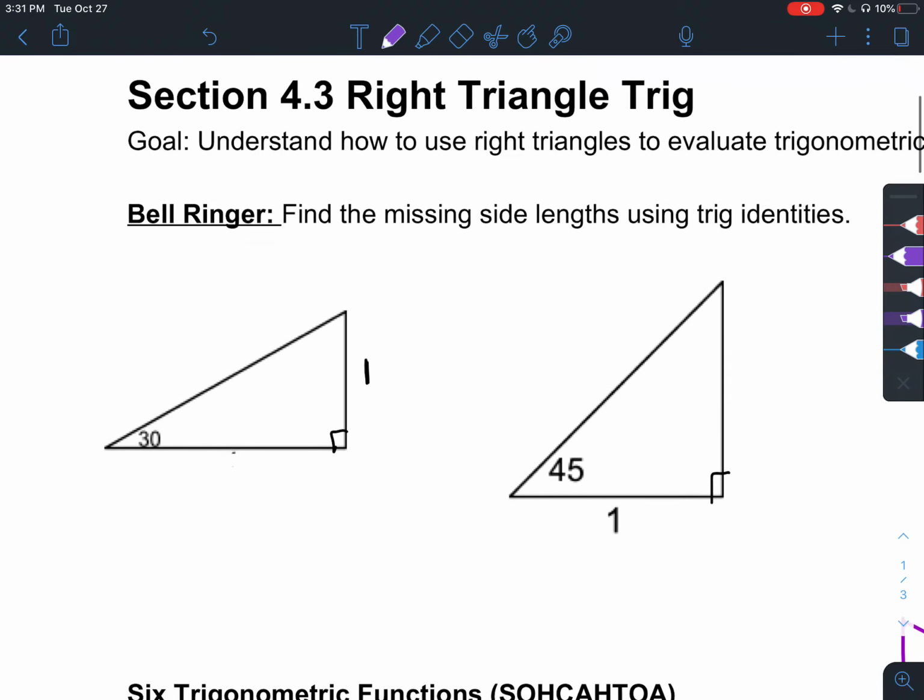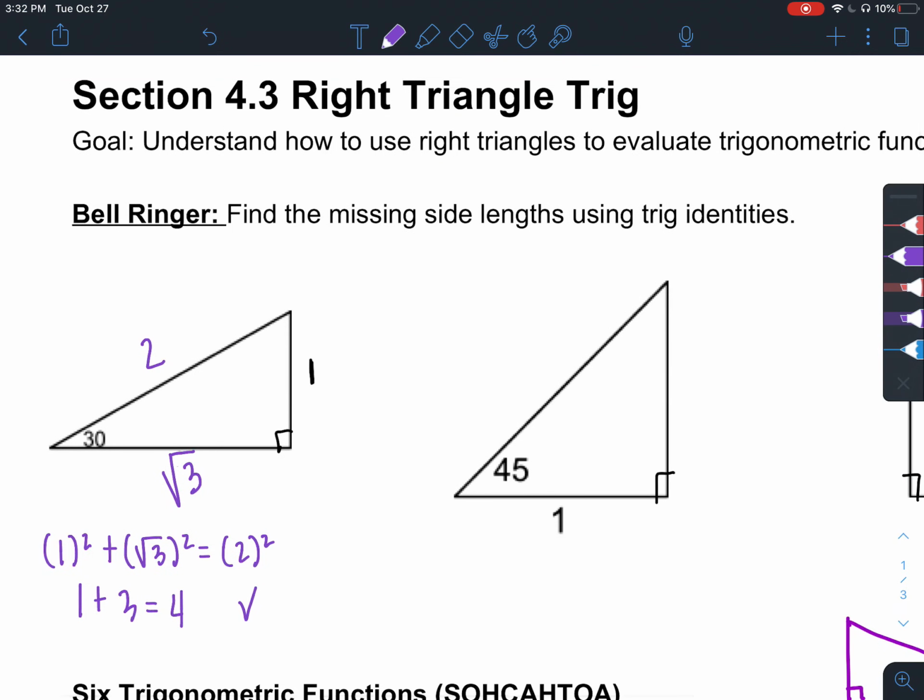So we want to find the missing side lengths using trig identities. So for this trig identity, we should know that the hypotenuse is twice the length of that side. And this side is radical 3 times that side. So we get radical 3 there. Good way to test is to do one side a squared plus b squared equals c squared. You get 1 plus 3 equals 4. That's true, so we know we did it correctly.